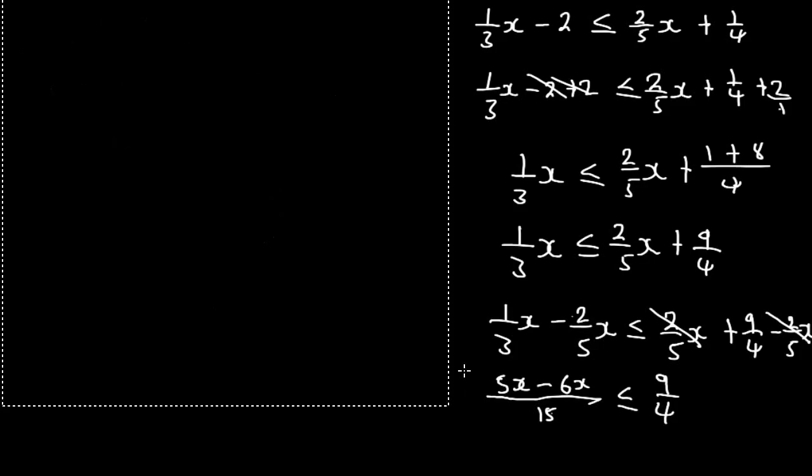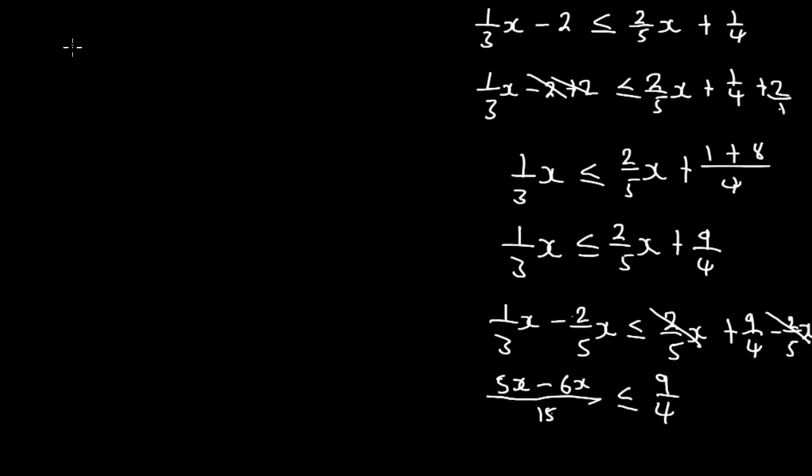We don't need that anymore. So now 5x minus 6x makes sense. It's just minus x divided by 15, that's less or equal to 9/4. Perfect. So what do we do next? Don't cross multiply. Okay? You don't want to do that. We don't do that in inequality.